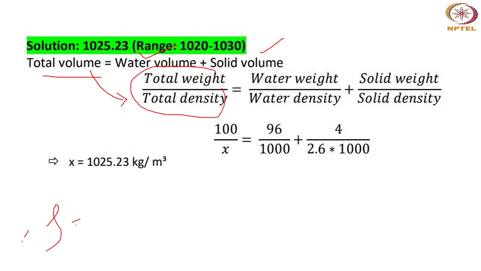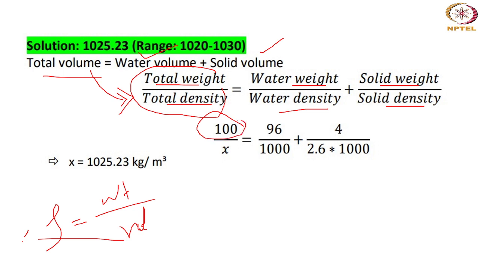Again, I am saying density equals weight divided by volume. Weight per volume is called density. So you can write volume in terms of density and weight. So I'm converting this into total weight divided by total density. Again, water weight by water density, solid weight by solid density. So the total weight we keep as 100%, that is, we are writing as 100. We don't know the total sludge density. That's why we keep it as X.